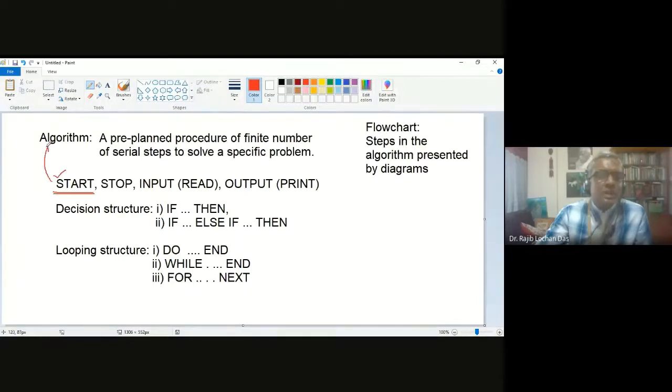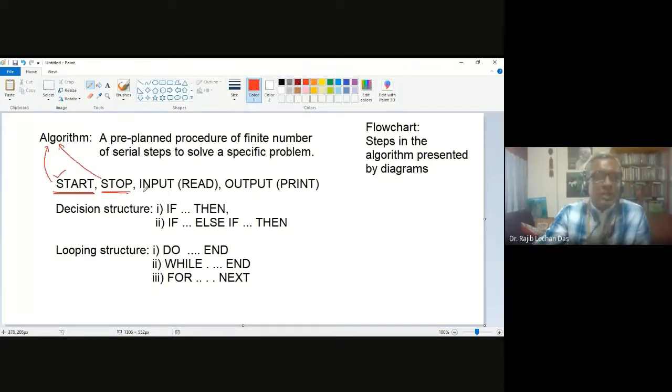It is essential. So what are the things we are writing in the include file? This is not written in the algorithm, but start in the algorithm means you prepare the environment, and stop means you close the program and go back to the original environment. So these two are important in algorithm.